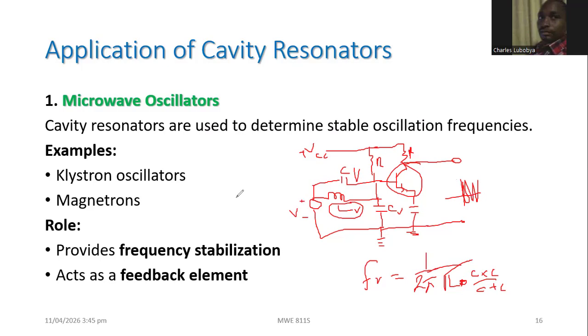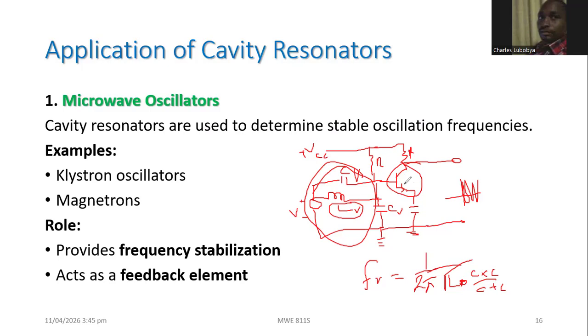So for microwave oscillators, cavity resonators are used to determine stable oscillation frequencies. In place of this, it is all substituted by the walls, the design of the cavity resonator itself. But then to create oscillation, you need some feedback and some amplification of that signal. So how do you do that?